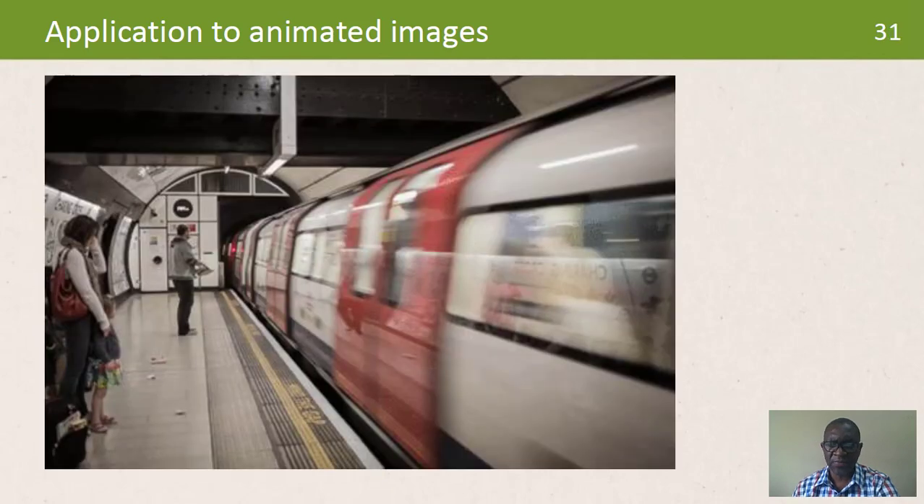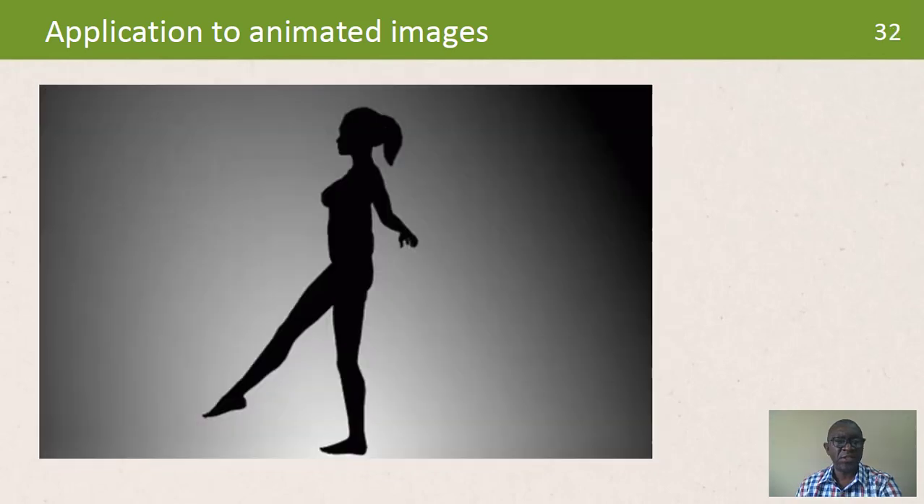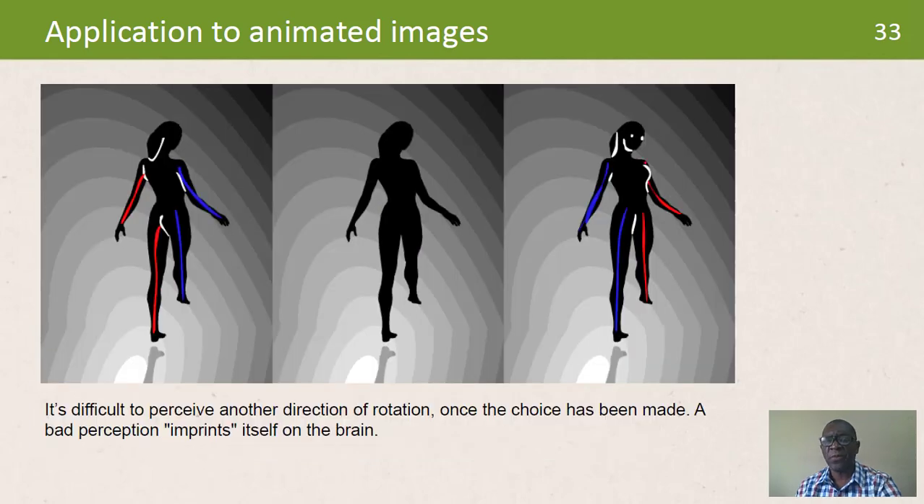This subway train, is it moving in or out of the tunnel? It depends on where you look. If you look at the foreground, bottom of the picture, you will see the train entering the tunnel. If you look at the tunnel, top of the picture, you will see the train coming out. Does this person turn left or right? It all depends on your perception.